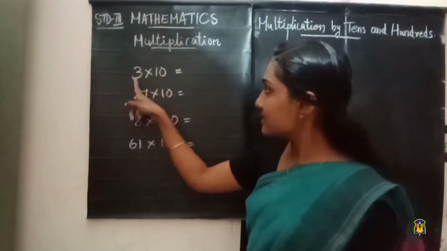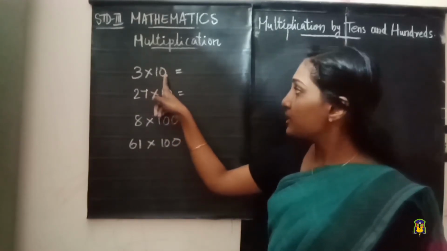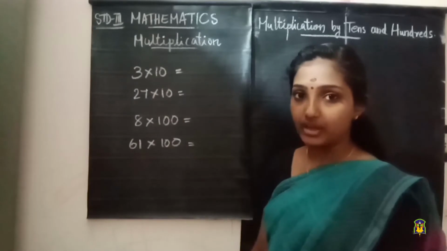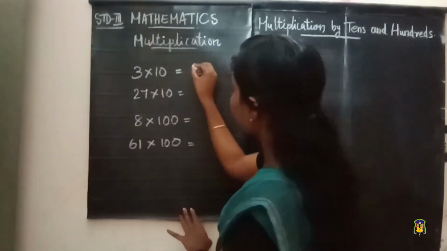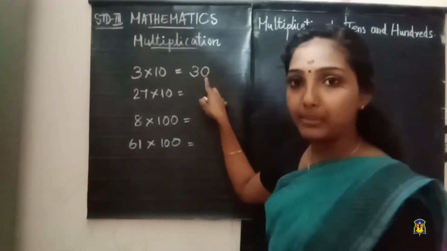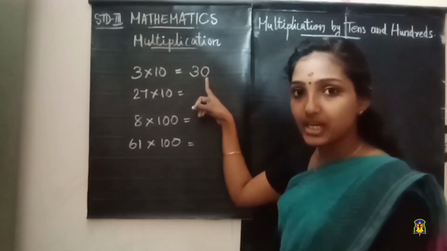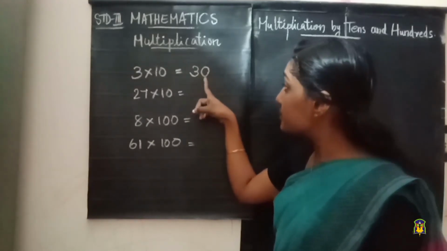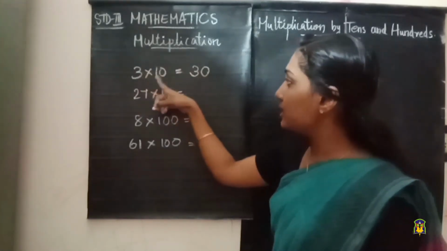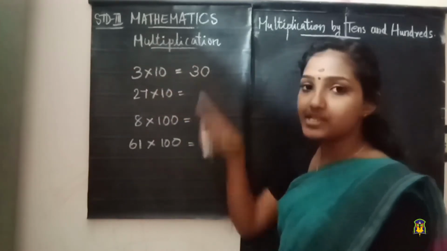So here it is 3 into 10. To multiply a number by 10, what you have to do is just add a 0 to the right of the number to get the product. So here the number is 3 and we added a 0 to the right of this number, and then we will get the product. So 3 into 10 gives 30.